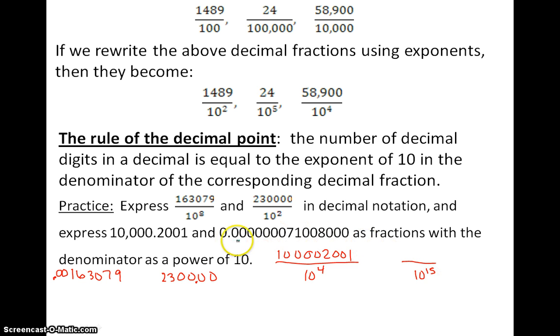Now again, we don't need all these leading zeros if we're going to write this as a whole number, so we just start with the 7. 7, 1, 0, 0, 8, 0, 0, 0. So here is how we could write this.